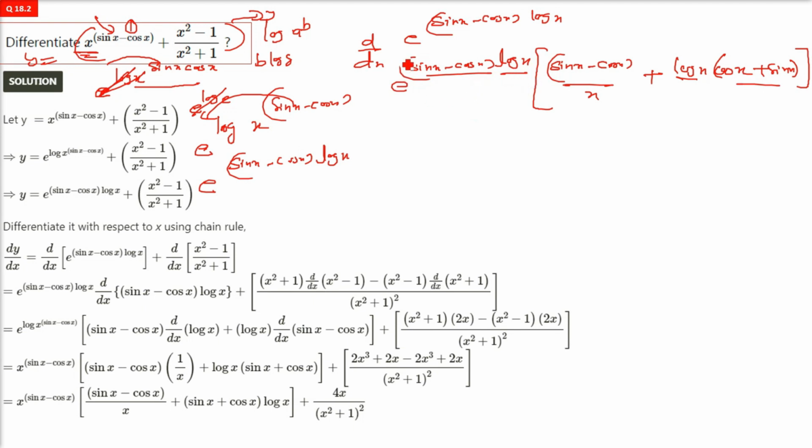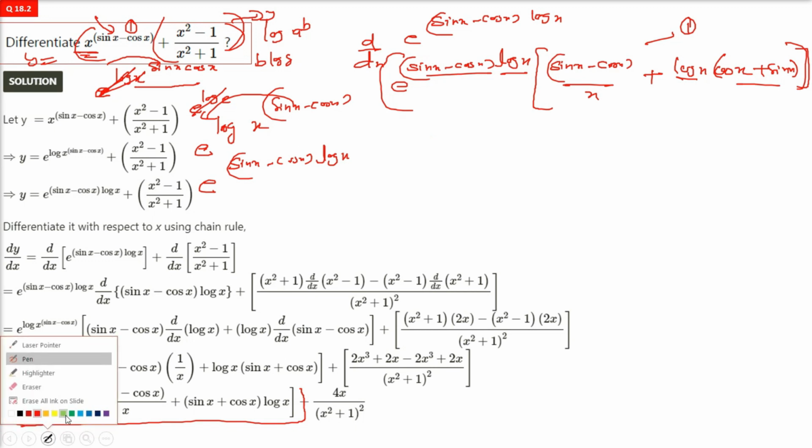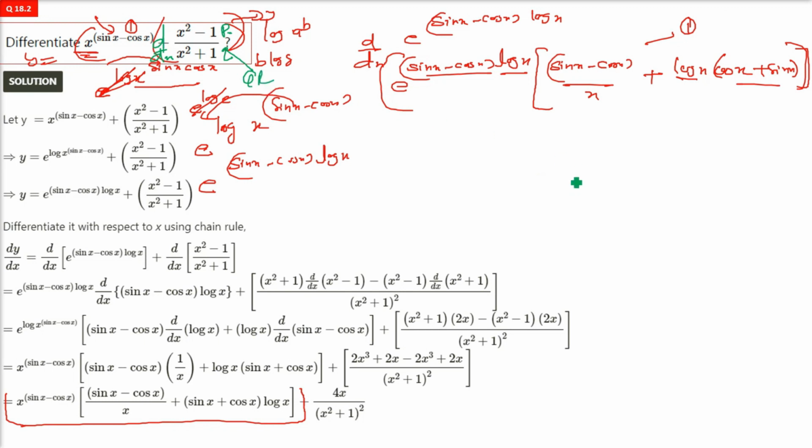Now this is the solution of the first part, and this has to be added with the second part, which we are going to do just now. So this is the first part already done, already kept here. Let us come to the second part, second term of the differential. So I am just changing the color in order to highlight that we are doing the second part now. So d by dx of (x square minus 1) divided by (x square plus 1). It is of the form p by q. So for that we have to apply the quotient rule.